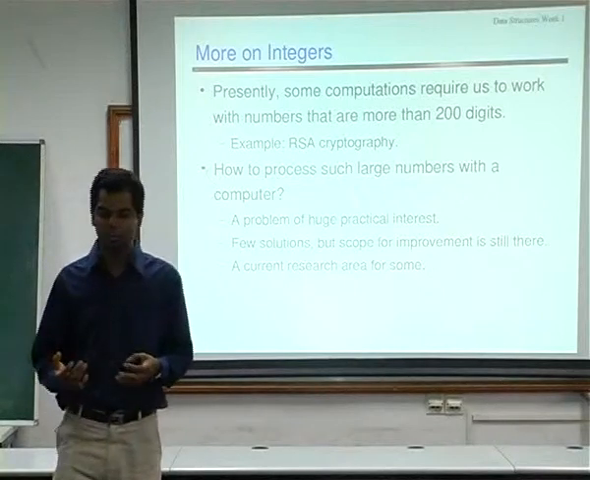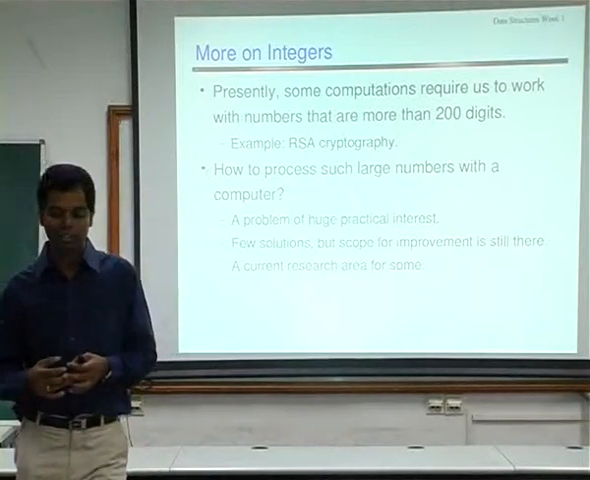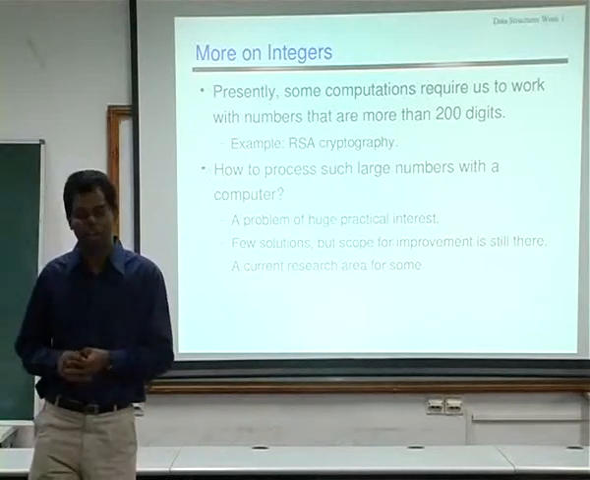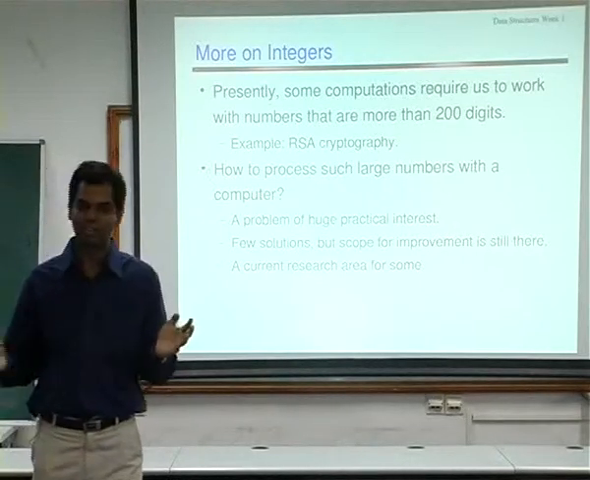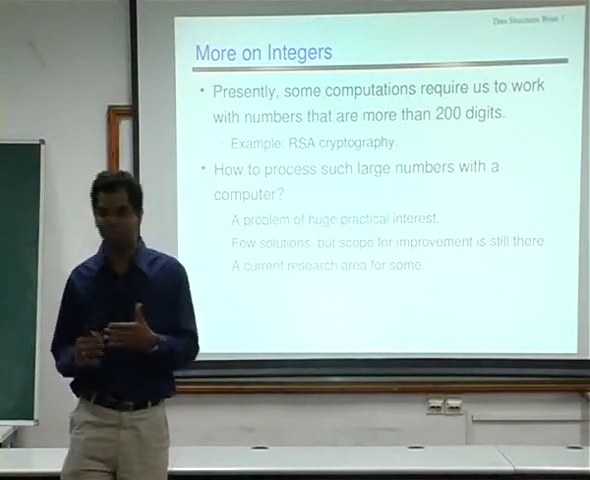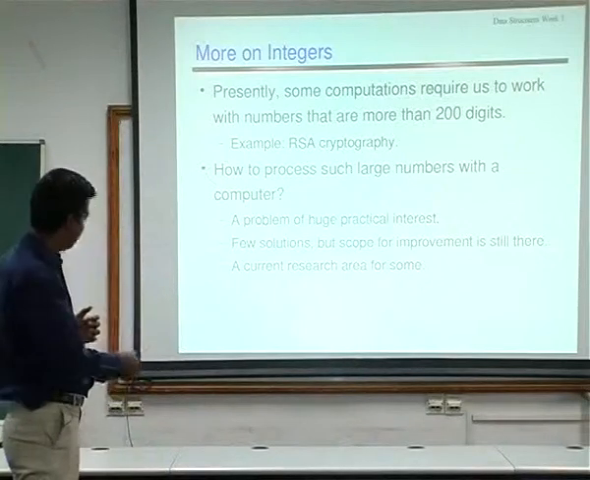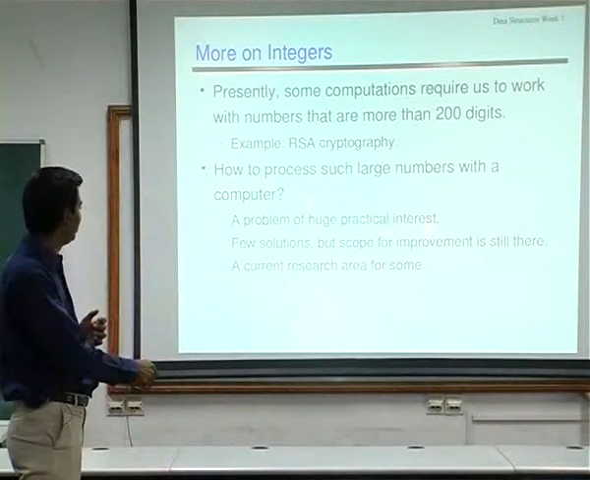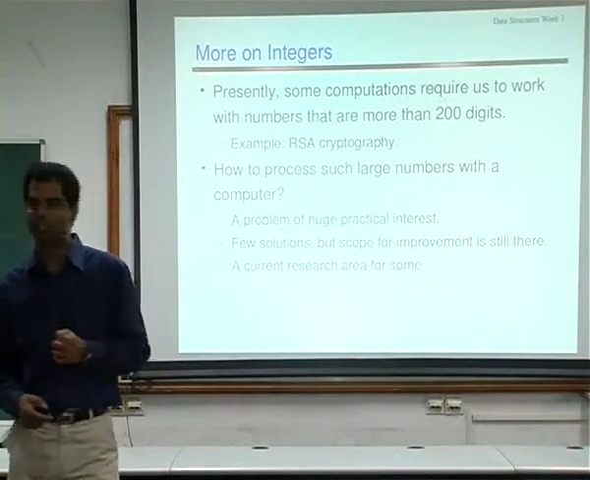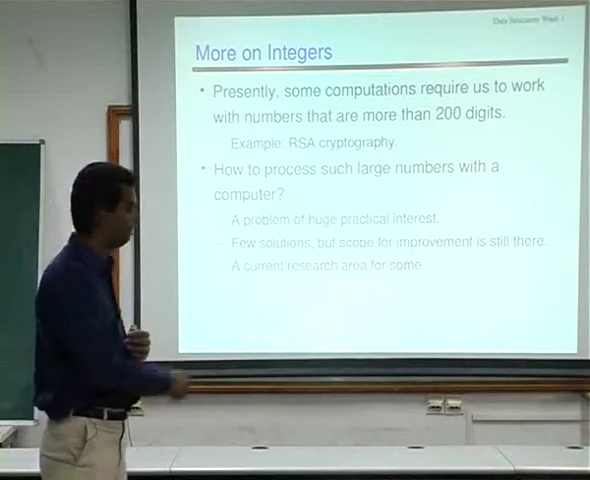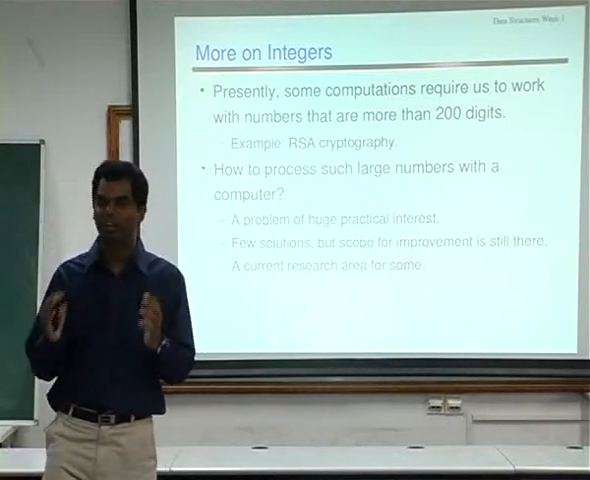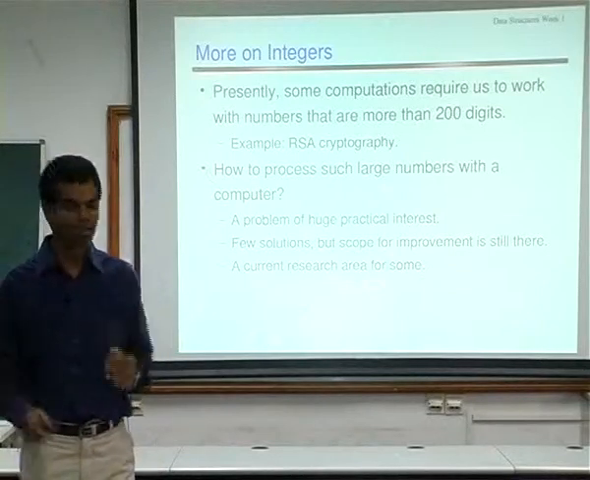And here, even to process such large numbers, computers have a lot of difficulty because it is one thing to be able to do operations on things that fit into one machine word or slightly beyond that. Once numbers cross these limits, it is very difficult even for a computer to be able to do arithmetic on such large numbers very quickly, right? So that is still a problem of huge practical interest. I believe that there is still scope for improvement in that direction. And in fact, people are working in that direction to be able to do fast arithmetic on large numbers, right?